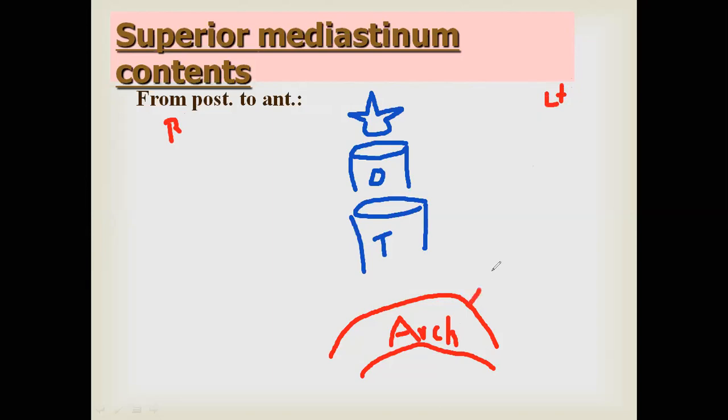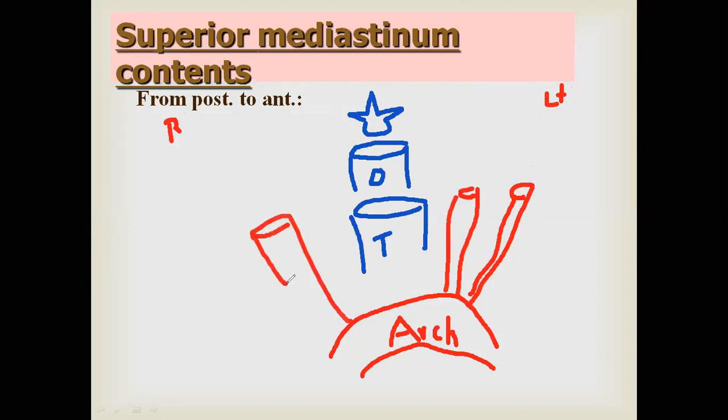The arch gives three branches like that: two branches to the left of the trachea, and one branch to the right of the trachea. Please keep the same order, as I drew from the left to the right. The first one is the left subclavian artery, then the left common carotid artery, and the last one to the right of the trachea will be the brachiocephalic artery.